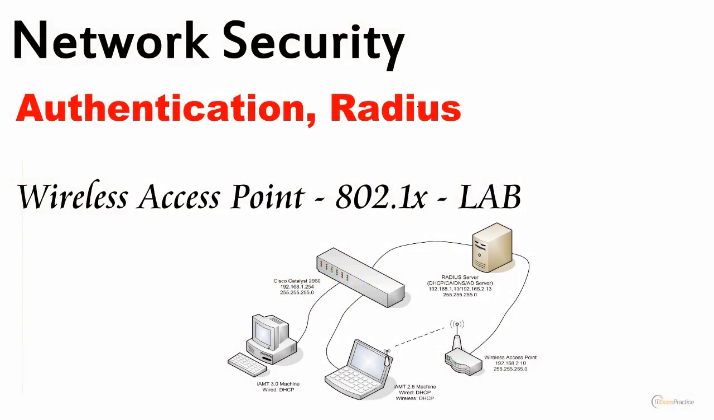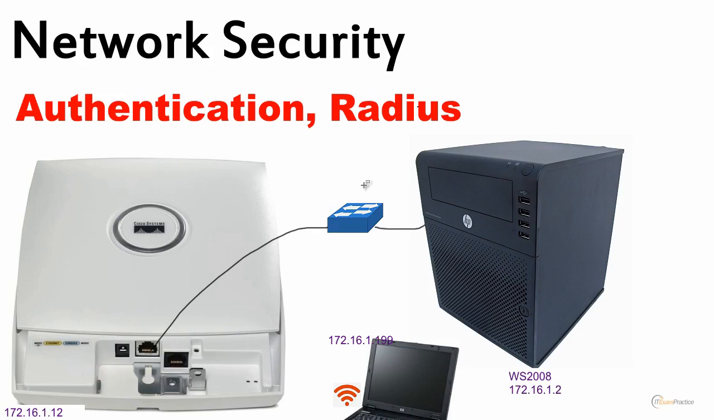Network security, authentication, RADIUS, wireless access point lab part 2. Here is our topology to remind you. We tested this access point, and I was able to connect. Now, what we want to do is enable RADIUS on it and authenticate our users using a AAA server. In my case, that will be a Windows Server 2008.